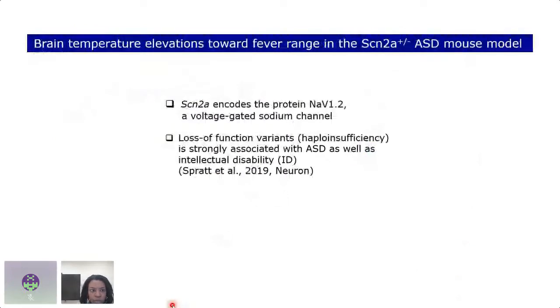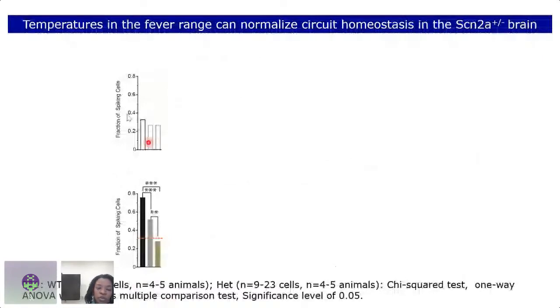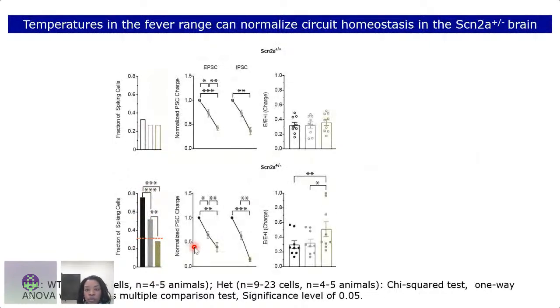The example I'm going to show you today involves the SCN2A ASD mouse model. SCN2A encodes the protein NaV1.2, which is a voltage-gated sodium channel, and loss of function variants of SCN2A are strongly associated with autism as well as intellectual disability. In this example, for the normal animals, as we increase temperature from 30 to 36 to 39, the fraction of cells spiking remains stable. In the autism mutant, we see that the fraction of cells is decreasing as we increase temperature. You also notice that it's elevated for the SCN2A mutant.